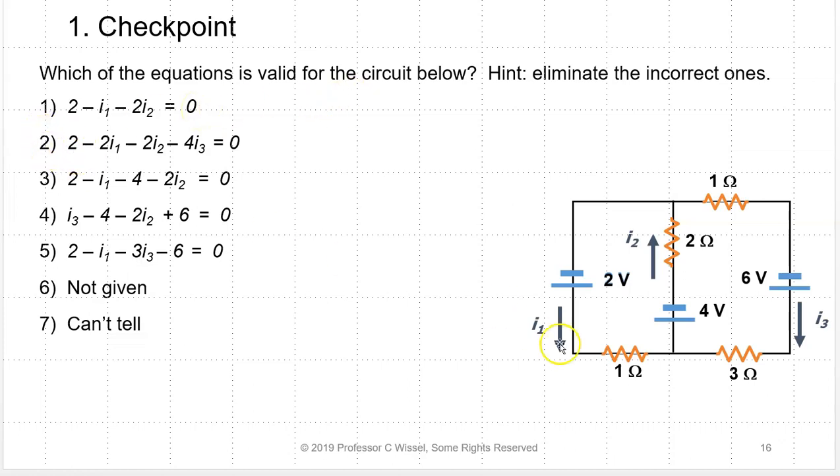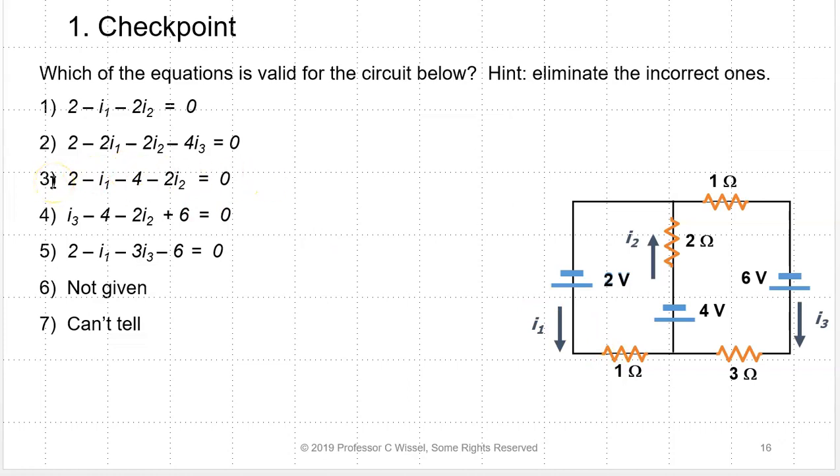Now I go to the next one. I see this 2 volts here, so that's probably this battery here. Okay, I see minus 2I2, or minus 2I1. Well, that one can't be. There is no 2 ohms here. There's no way I'm going to get 2 ohms out of I1, so 2 is wrong.